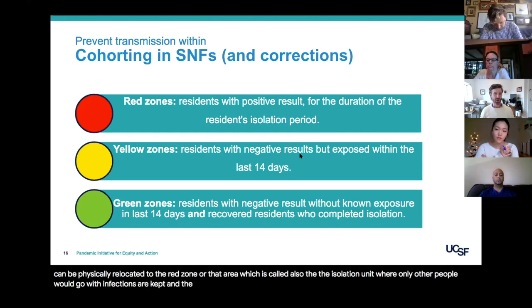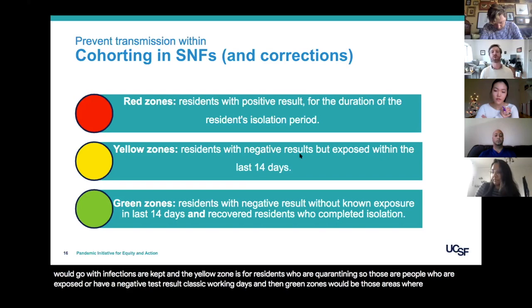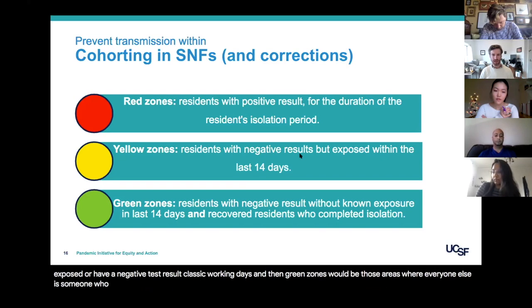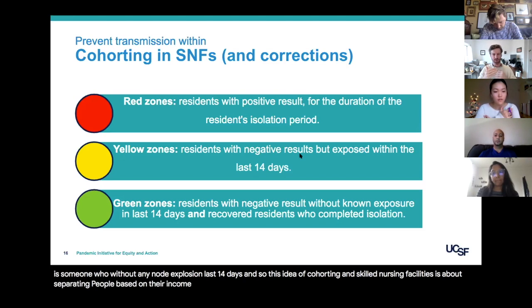And the yellow zone is for residents who are quarantining. So those are for people who are exposed or have a negative test result within the last 14 days. And then green zones would be those areas where everyone else goes, so someone who has a negative test result without any known exposure in the last 14 days. And so this idea of cohorting in skilled nursing facilities is about separating people based on their infection or exposure status to limit the likelihood of exposure and transmission to the broader population within the facility. Next slide.